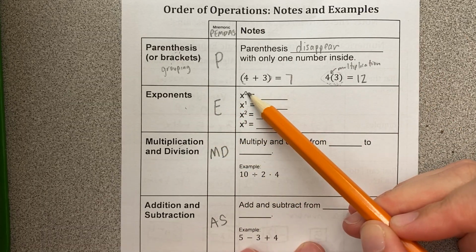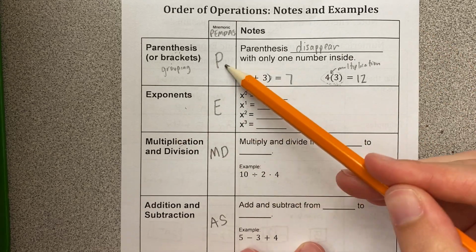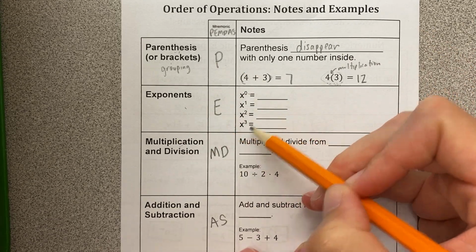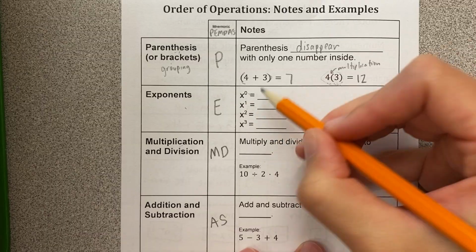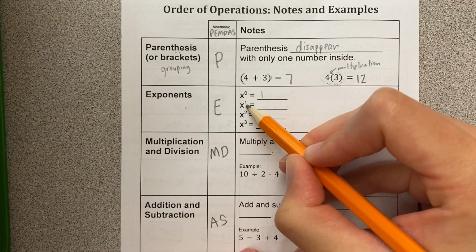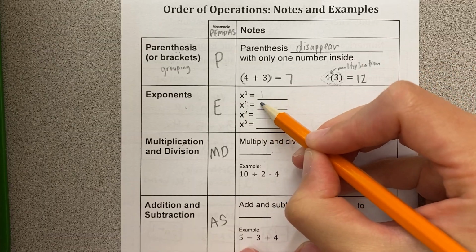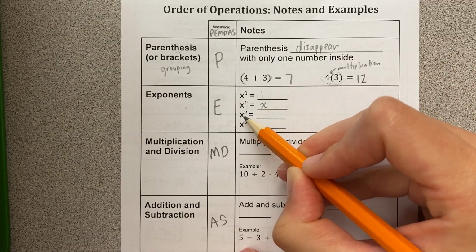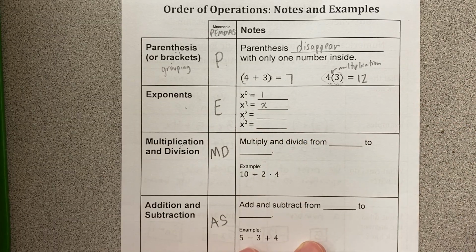Next is exponents. If you have an exponent on a number, you take care of that right after the parentheses. Now just a couple notes on exponents, right? X to the 0 power, anything to the 0 power is 1. That's something we're going to talk about later this year. If you have an exponent of 1, that's usually not written because x to the first power is just x, right? Now what does it mean? Let's say I have 3 to the second power, or 5 to the second power, or 7 to the second power. What does that mean?